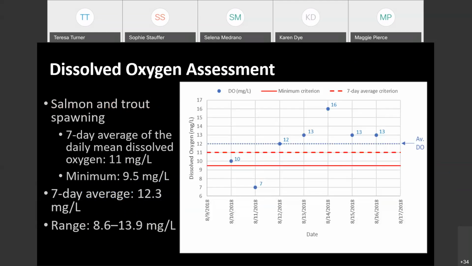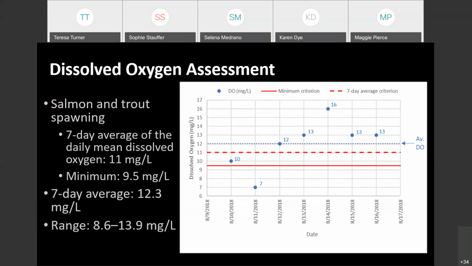So this figure has a lot going on. Let's break it down. On the y-axis here, we've got dissolved oxygen in terms of concentration. On the x-axis, we have time in terms of days.